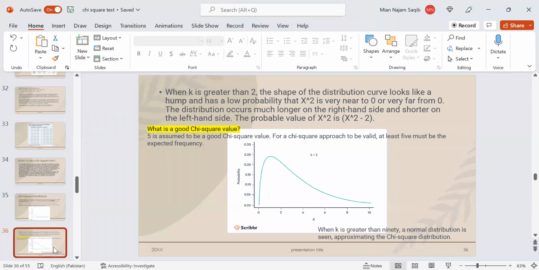What is a good value of the chi-square? 5 is assumed to be a good chi-square value, and for a chi-square value to be valid, at least 5 must be the expected frequency.